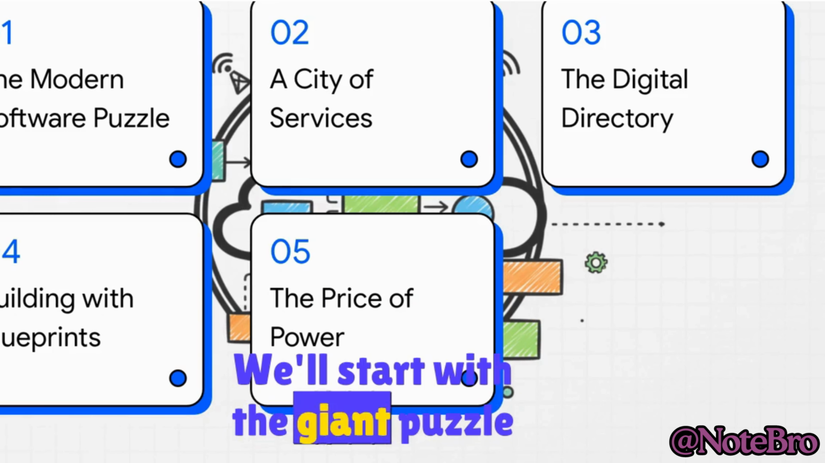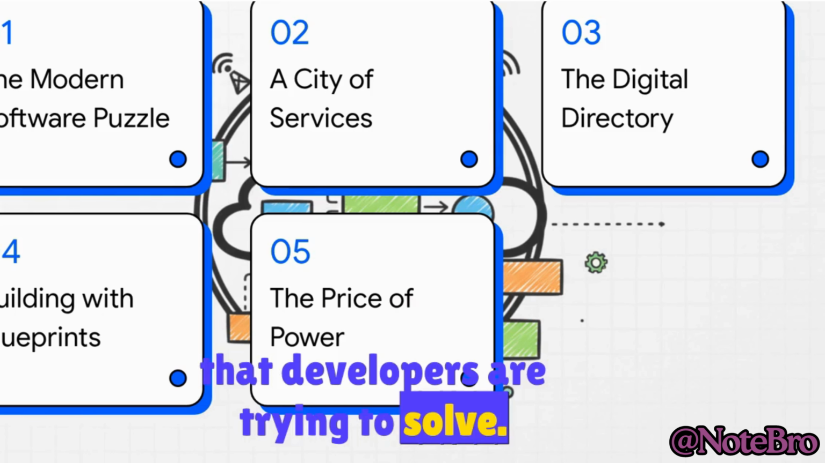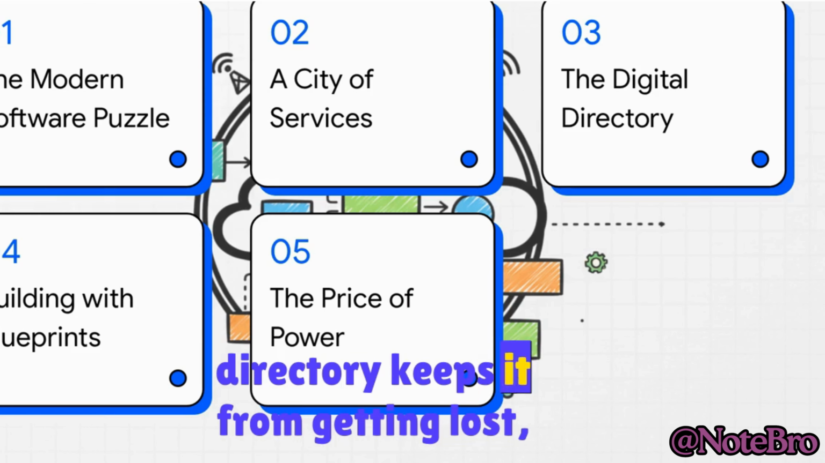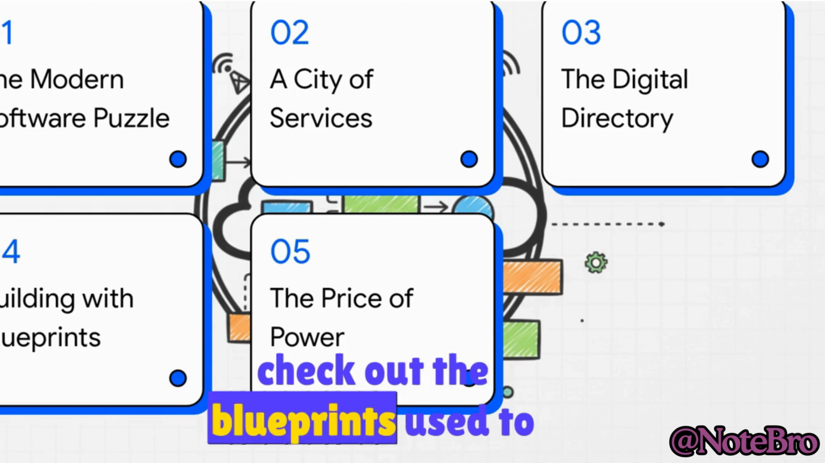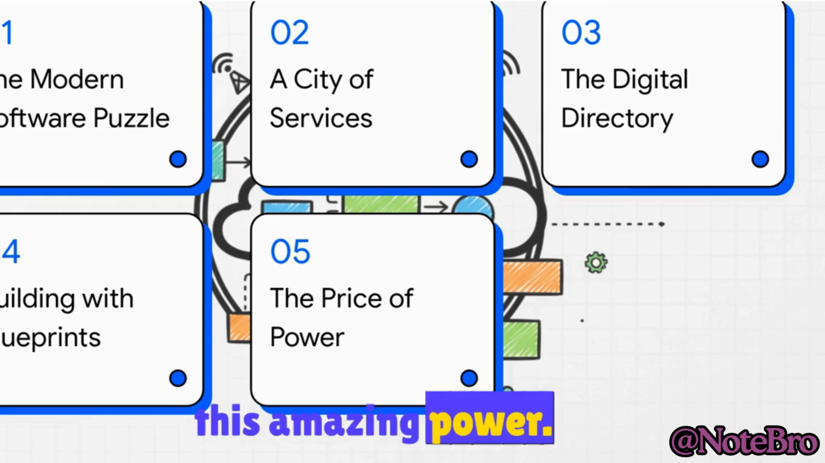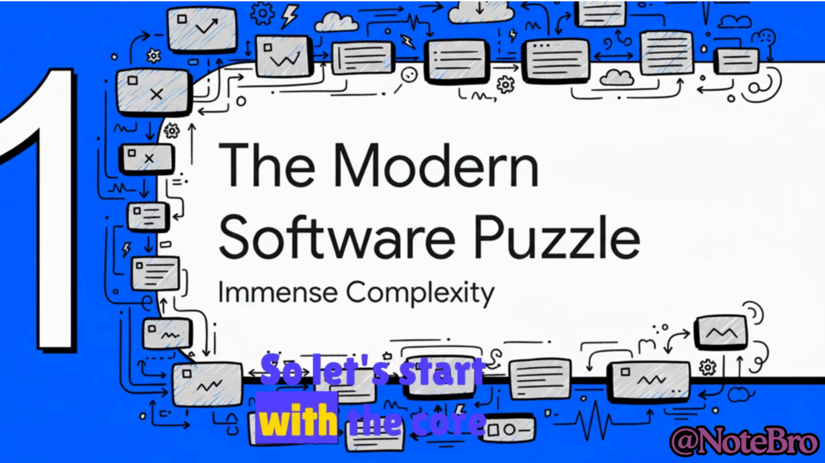We'll start with the giant puzzle that developers are trying to solve. Then we'll walk through this city of services, see how a digital directory keeps it from getting lost, check out the blueprints used to build it all, and finally look at the real cost of all this amazing power. All right, so let's start with the core problem.